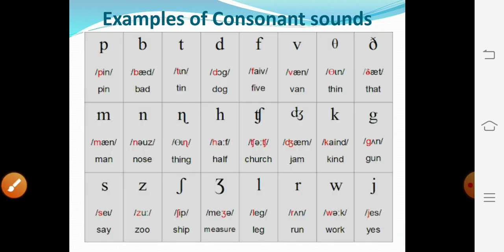In this chart again, we are going to have a look at examples of consonant sounds and exactly the pronunciation of the consonant sounds. The first sound is P.